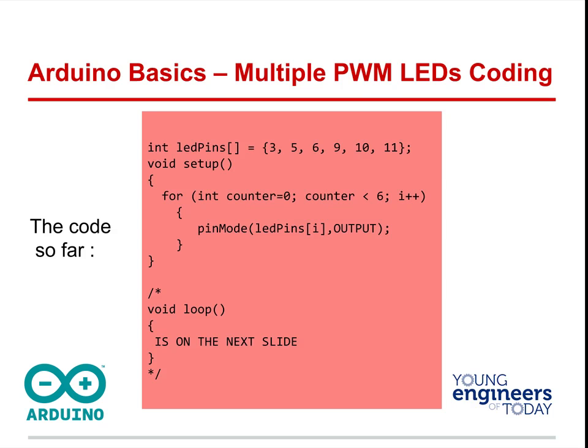So if we have 3, 5, 6, 9, 10, 11, for integer counter 0, counter less than 6, increase I by ++. So pin mode, LED pin I, output. Wow, that's a mouthful. So what this does is it's going to loop. We've seen that before. For integer counter equals 0, counter is less than 6, increase it by 1. So it's going to start off with 0.